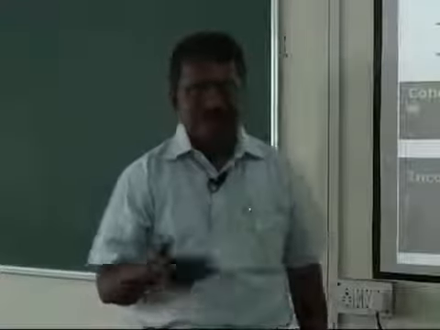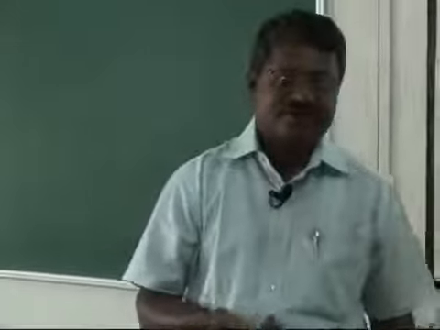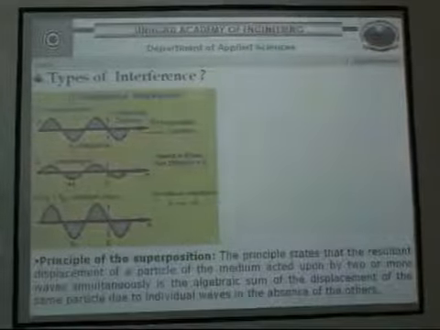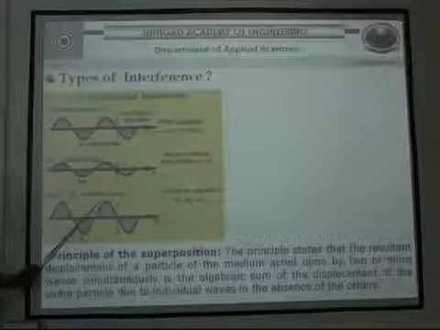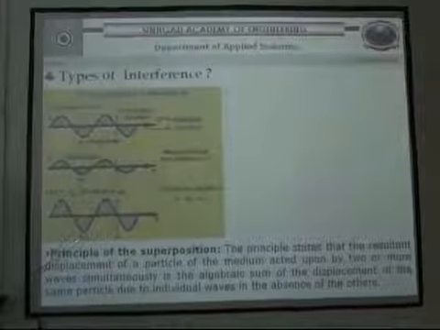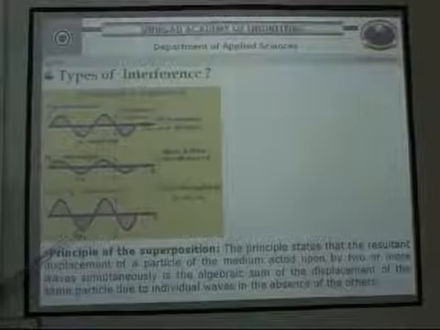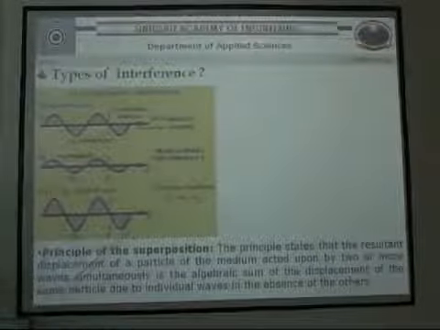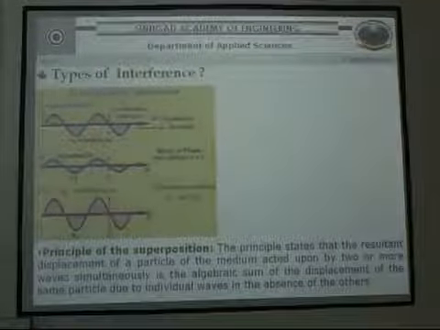maximum amplitude we observe, maximum intensity we observe, and in the destructive interference, the minimum intensity we observe. All of you see here the types of interference, that is constructive interference. In this constructive interference, this is the single wave Y, this is Y1, and Y1 plus Y1 is the resultant wave. The amplitude of this resultant wave is greater than that of the previous wave or the single wave, and therefore this type of interference is known as the constructive interference.